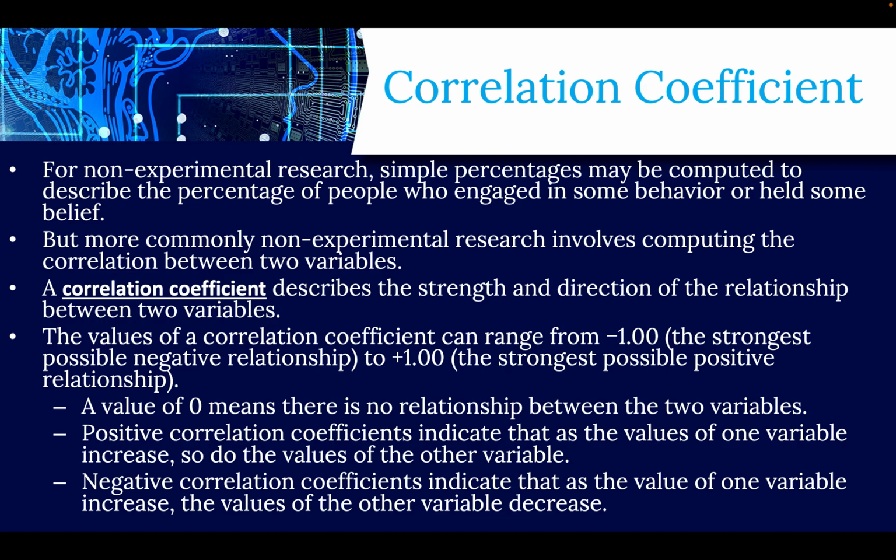A correlation coefficient describes the strength and the direction of the relationship between two variables. The values of a correlation coefficient can range from -1, the strongest possible negative relationship, to +1, the strongest possible positive relationship. A value of 0 means there is no relationship between the two variables. Positive correlation coefficients indicate that as the values of one variable increase, so do the values of the other variable. Negative correlation coefficients indicate that as the values of one variable increase, the values of the other variable decrease.